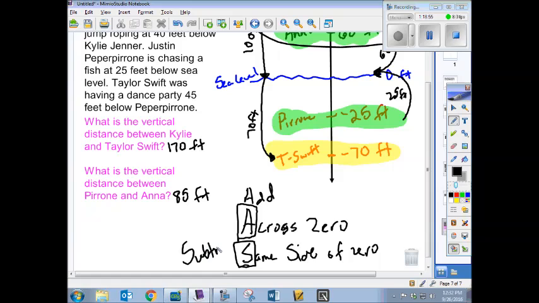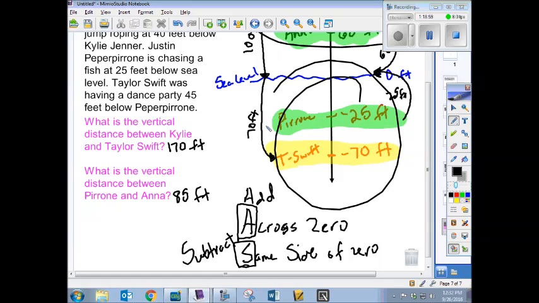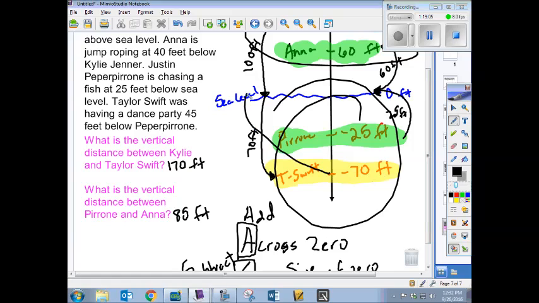So if you're staying on one side of the sea level, you're going to subtract the absolute values. If you have to travel from one side all the way up to another side, you're going to add the absolute values. So across and same side. Across 0, same side as 0. Everybody got that? All right, let's do another.